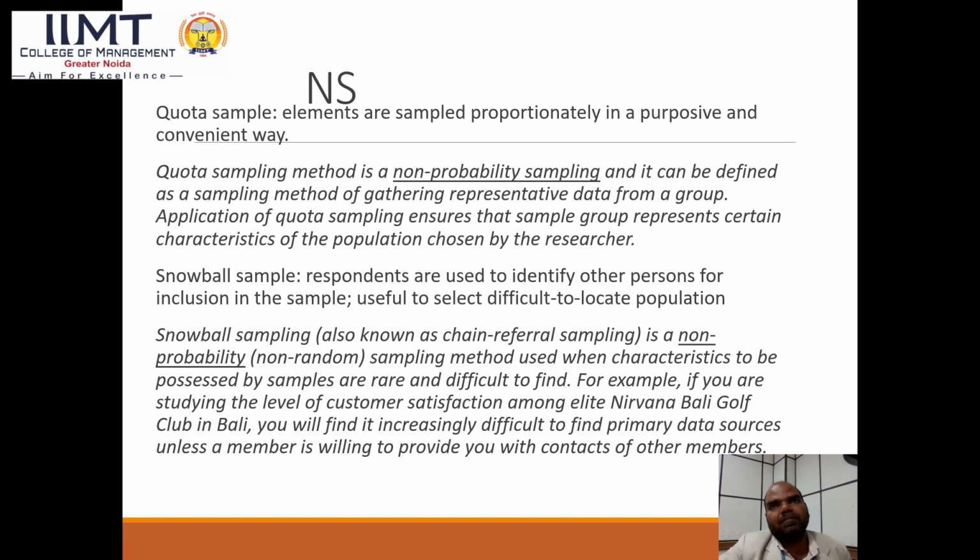And another type of non-probability sampling, snowball sampling. Respondents are used to identify other persons for inclusion in the sample. It is useful to select difficult-to-locate populations like the third gender. If your study is based on the third gender, then we choose snowball sampling because the third gender is not easily available.